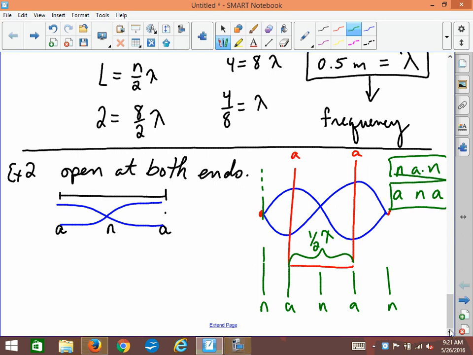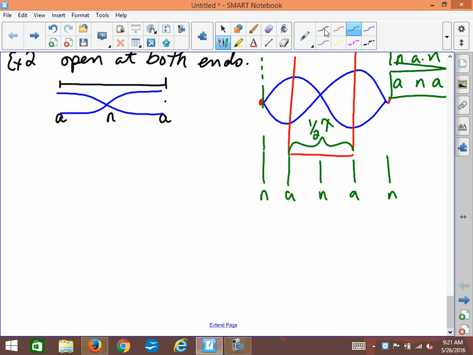And just to double check, let's just do the second possible scenario to see. So here's the length of my string. The second possible scenario would be starting with an antinode. Here we go here. And I have to end with an antinode. Well, in that case, I could have this pattern. A little clearer. This pattern. And it would reflect back on itself to produce this pattern.